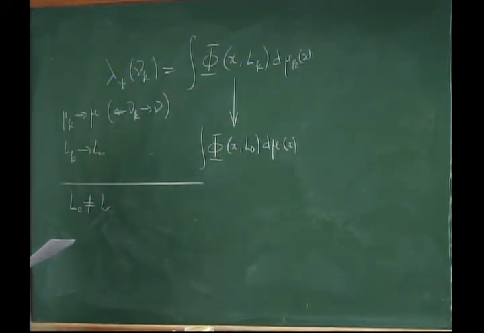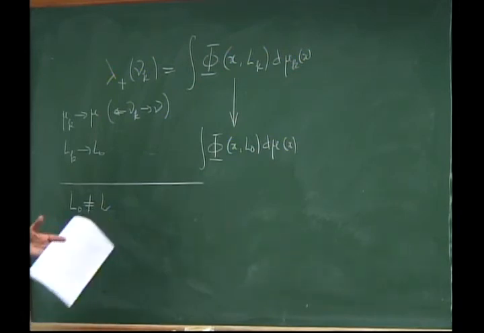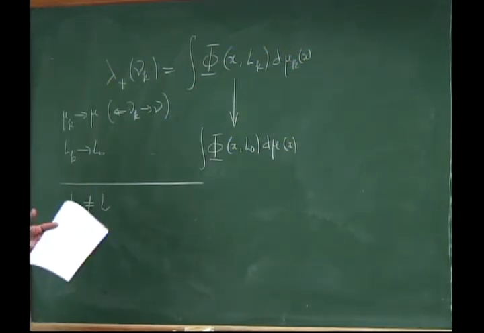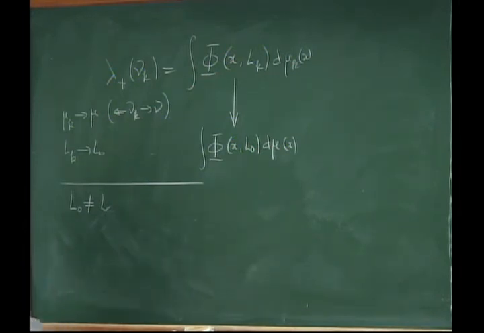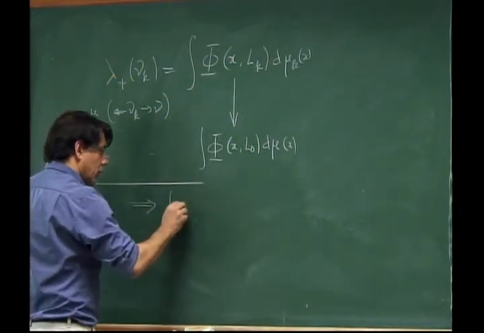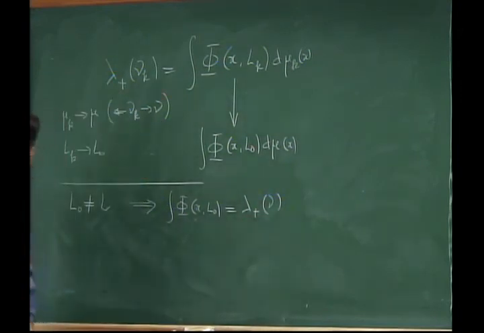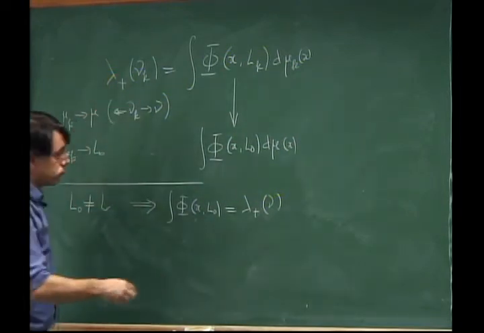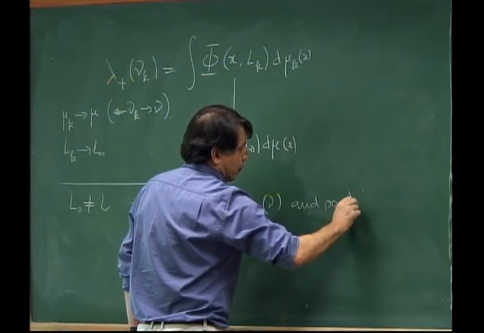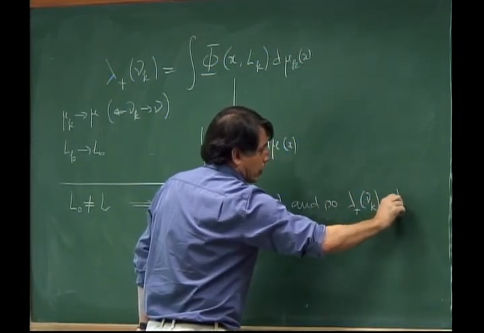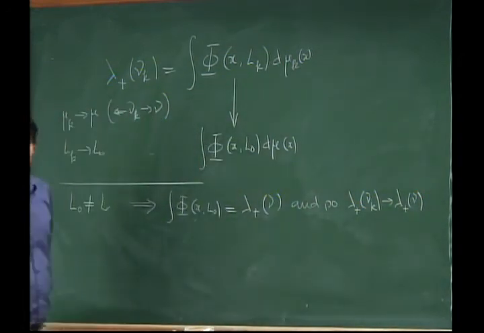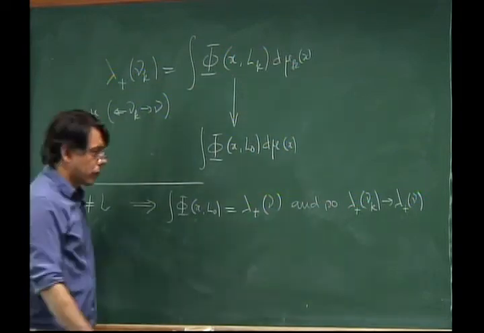For some reason I chose the different case first. If L0 is different from L, remember L was the only direction where we had slower growth than lambda plus. So in this case, this integral is equal to lambda plus of nu, because L was the only place where we had smaller growth, and so lambda plus of nu k is converging to lambda plus of nu, which was what we wanted to prove, and we assumed a week ago is not the case. So this is a contradiction.